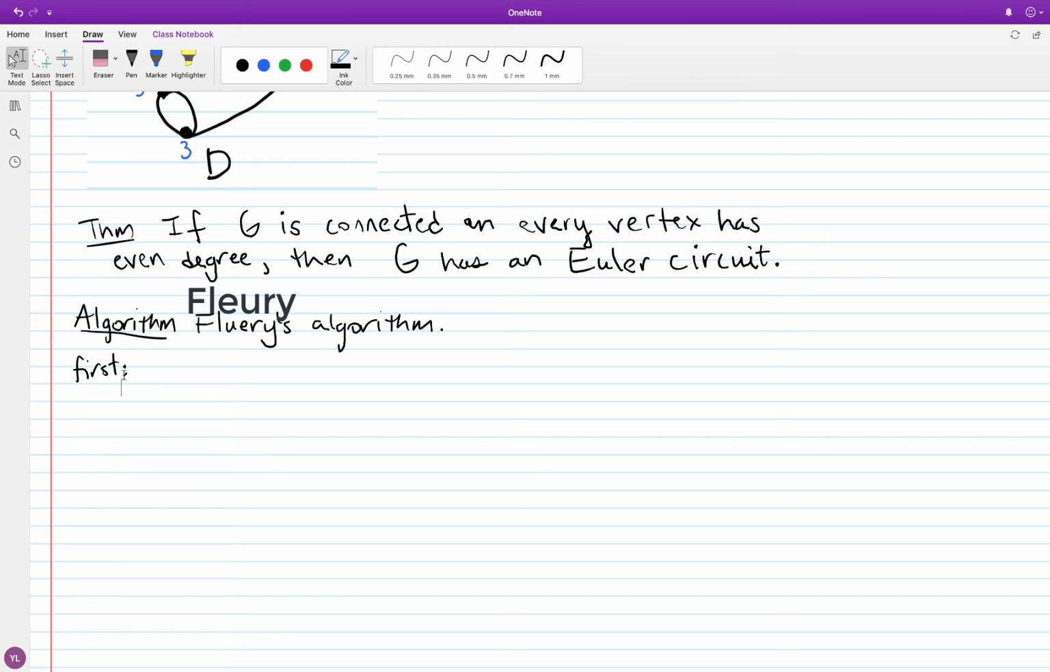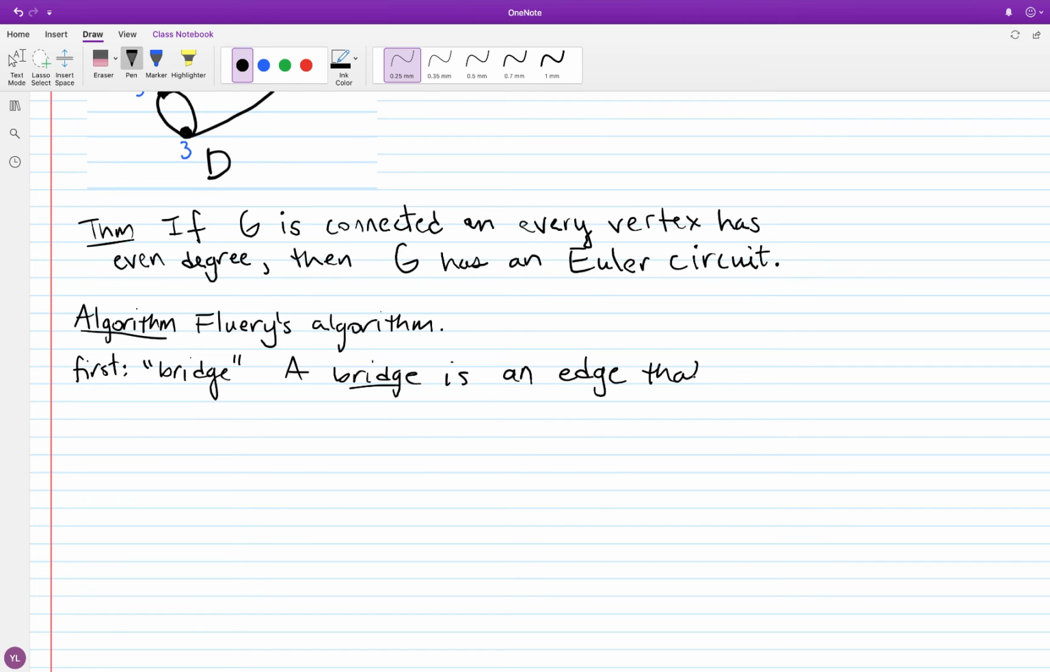So the book presents an algorithm, and I'm presenting a different algorithm called Fleury's algorithm. Sorry about the misspelling there. And the short way to remember Fleury's algorithm is don't burn bridges. So let me tell you what a bridge in a graph is. A bridge is an edge that when you erase it, it disconnects the graph.